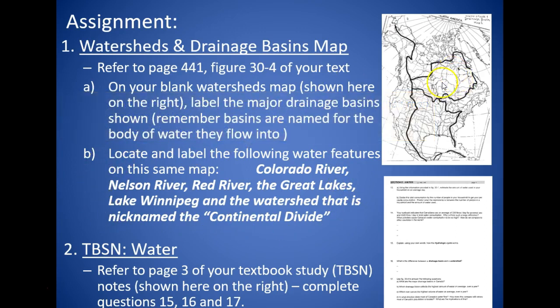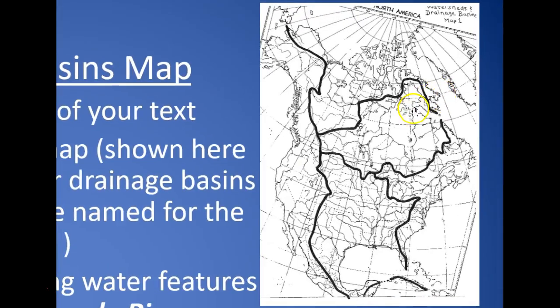But I would like you to understand that the major drainage basins of North America, which are labeled here on this map, have names for the body of water that the water flows into. So all the water that falls within this area eventually flows to the Atlantic, and that would mean that this is the Atlantic drainage basin. All the water that falls within this area of North America will eventually flow to the Gulf of Mexico. So this would be known as the Gulf of Mexico drainage basin.